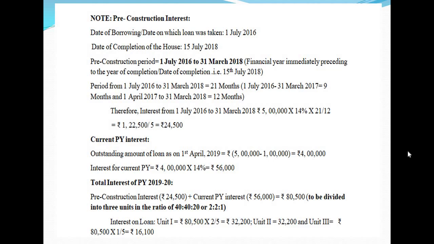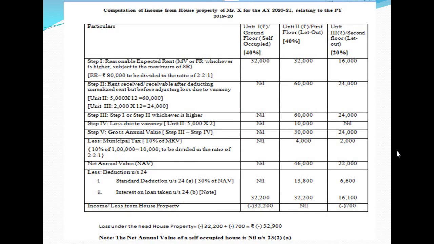So now let us look at the solution. We know that the house has been divided into 3 units. Unit 1 is the ground floor, which is 40%. Then unit 2 is the first floor, which is let out, that is 40%. And unit 3, which is also let out, is equal to 20%.